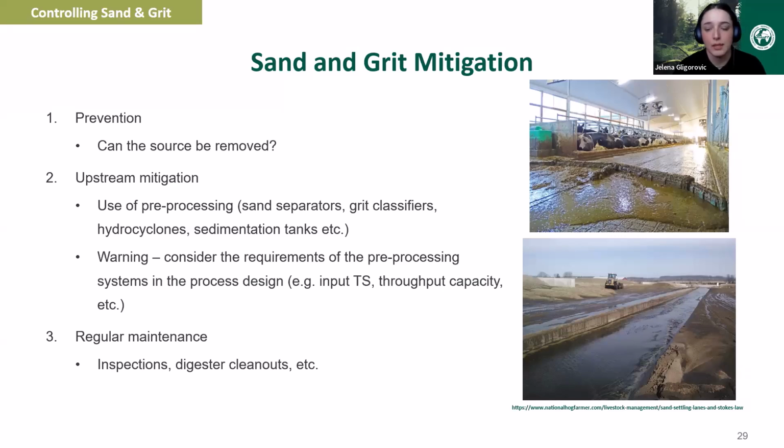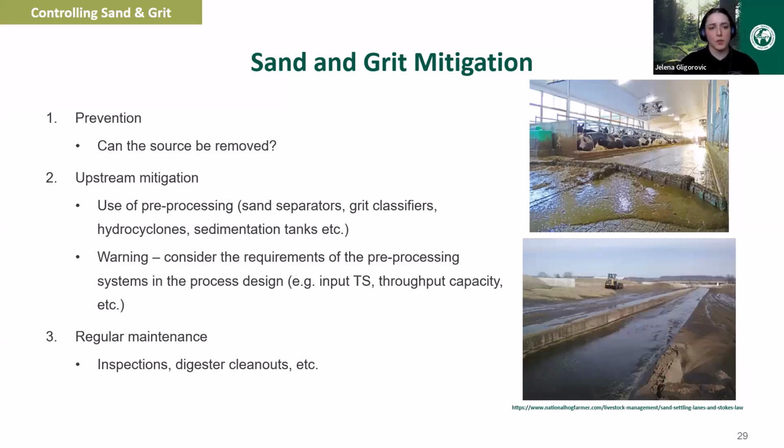So for example, if your green bin program accepts leaf and yard waste and people are scooping up leaf and yard waste, they're picking up a lot of sand, a lot of dirt, a lot of grit. So the first step is to see if the source can be removed, if any changes can be done to mitigate the problem before it even gets to your facility.